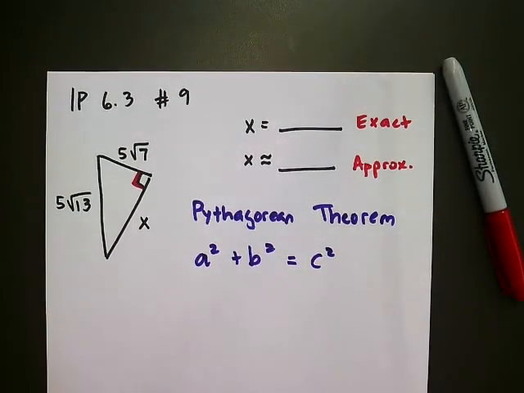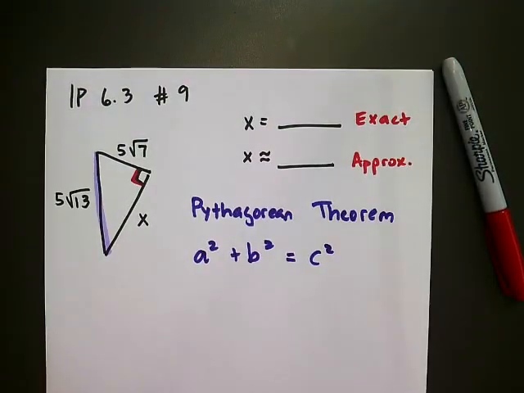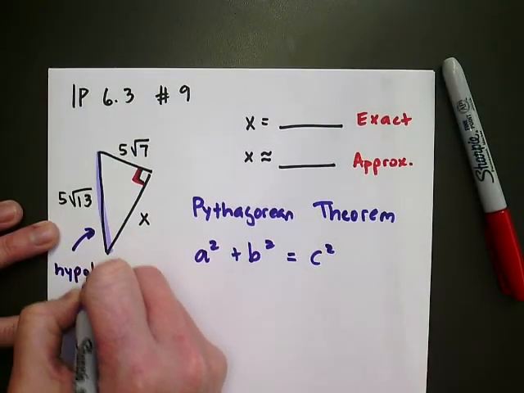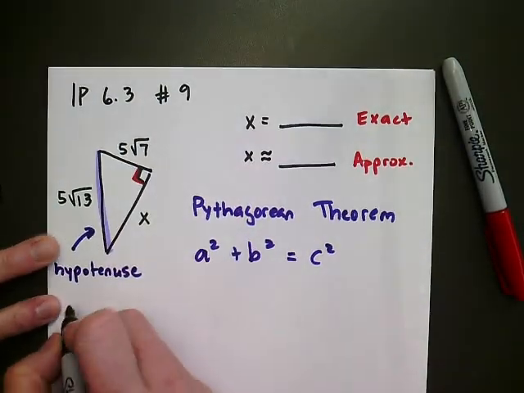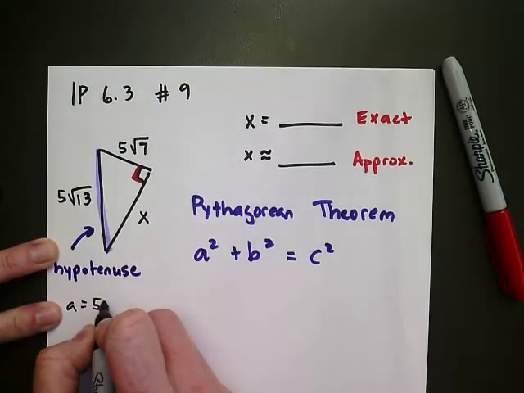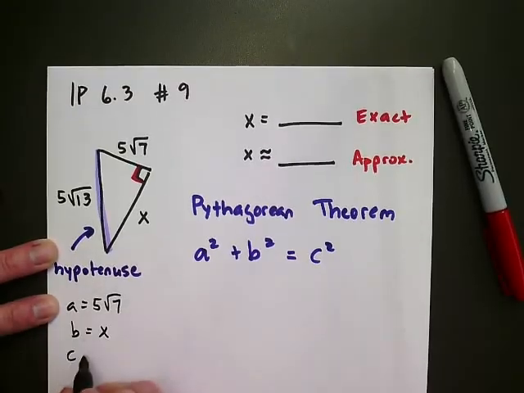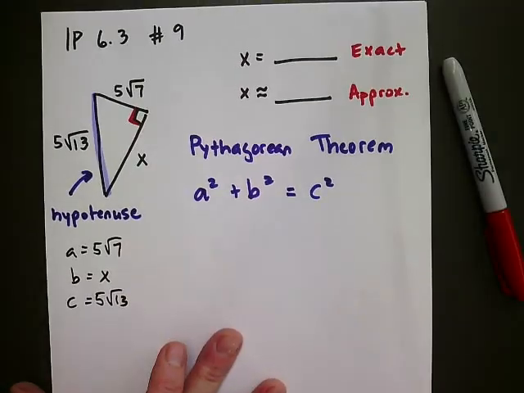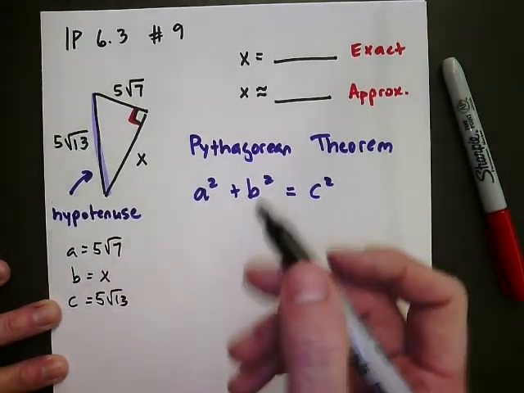Now the hypotenuse is always the longest side. It is always opposite the right angle. So that right there would have to be my hypotenuse. That would have to be C. So I know then by looking at this that I have an A value of 5 square roots of 7. My B value is the unknown, that's the x, and then my C value, my hypotenuse, is 5 square roots of 13. So if I can see all that information, and I remember the Pythagorean theorem, I can just put the pieces in where they go and solve for x.